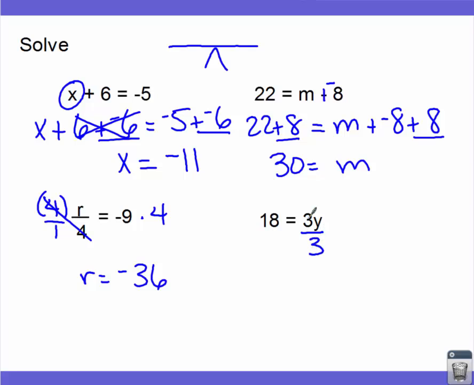Now if we have a multiply, to reverse a multiply, we just do a divide. So if I've got a 3 beside the y, I put a 3 underneath, and that will then divide them out. So then I have to divide this by 3 as well. So we end up with y is equal to 6.